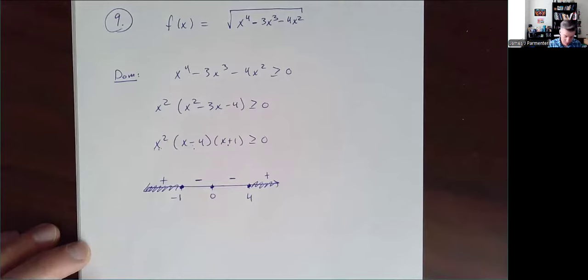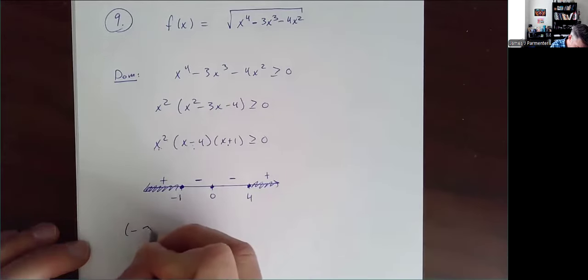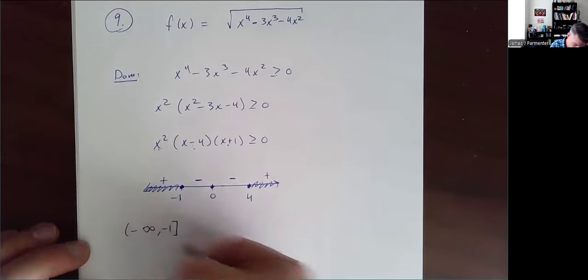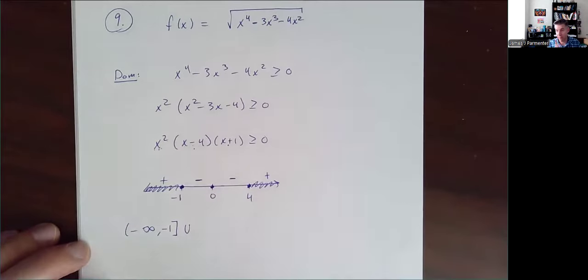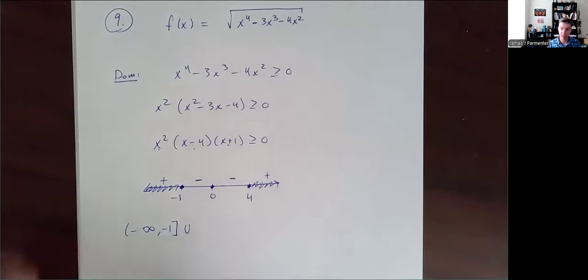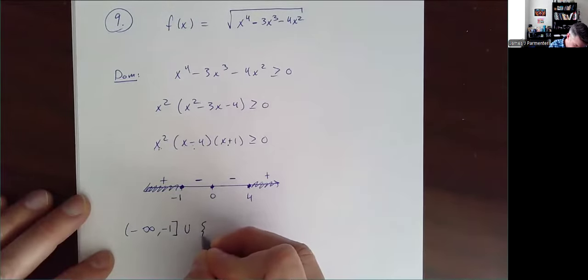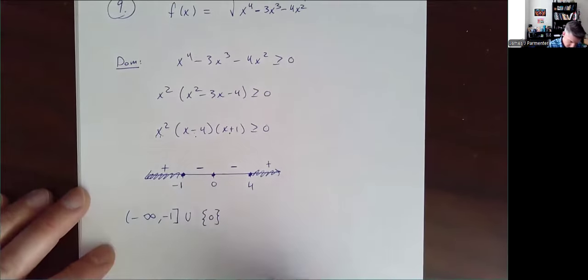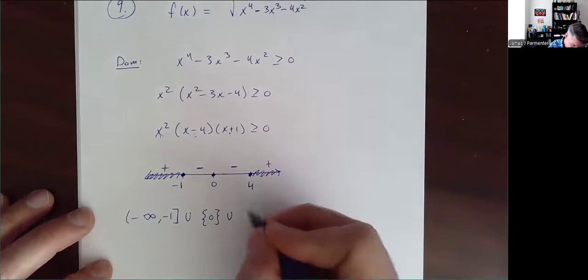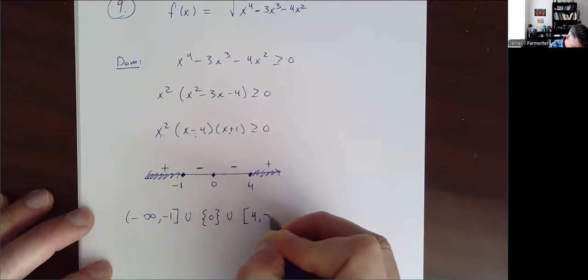So be careful here. I want everything from -infinity to -1, bracket, union. I want this single point all by itself. I think in the homeworks, it's just written as a point all by itself. If you were actually writing the answer, you would write it as something with braces like that. Those are called braces or curly brackets. So just the singleton 0 all by itself. And then we want everything from 4 to infinity.